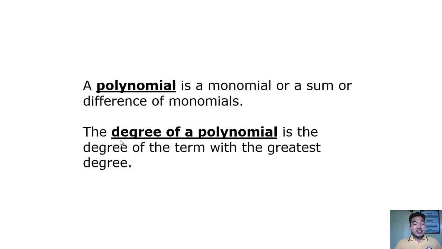A polynomial is a monomial or a sum or difference of monomials. Ito na yung sinasabi ko kanina. Pag pinagsama-sama na natin yung mga monomials, nakakabuo tayo ng iba't ibang terms. At ang tawag natin doon ay polynomial. The degree of a polynomial is the degree of the term with the greatest degree. Ibig sabihin, kung ano yung monomial na nandoon sa polynomial na mayroong pinakamataas na degree, then that is already the degree of the whole polynomial.